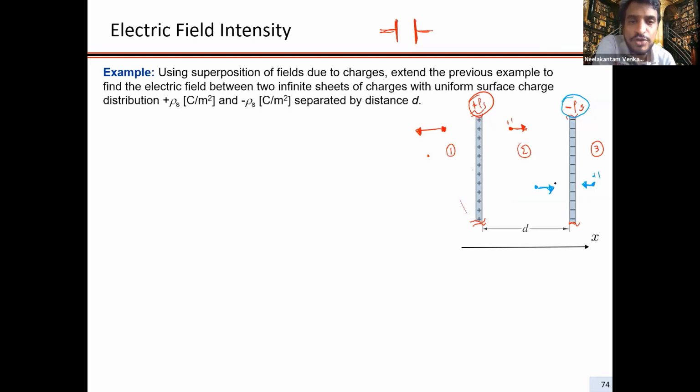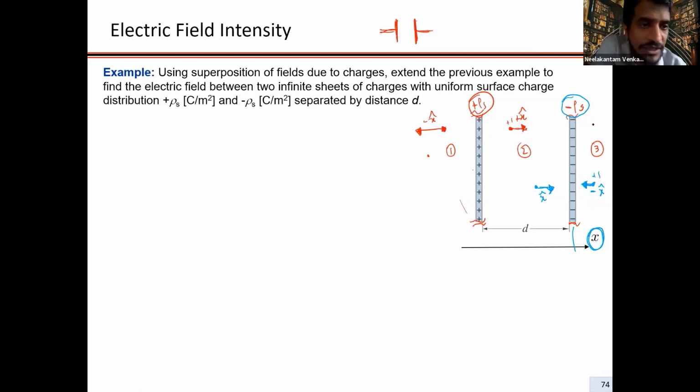Now, how does the superposition work? The superposition works as follows: if I were to have only the negative charge, any point on the right of that is going to have a leftward facing field. So if I define this to be my x, this is going to be in the negative x hat direction, and this is going to be in the x hat direction. Whereas for this one, this is going to be in the plus x hat direction, and this is going to be in the minus x hat direction.